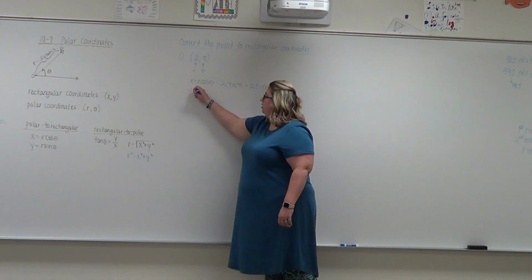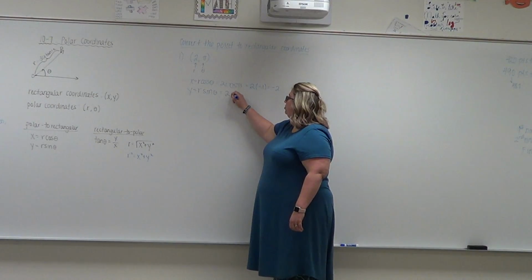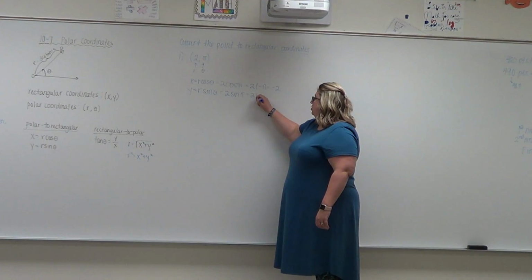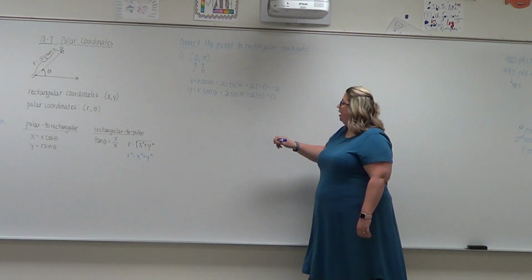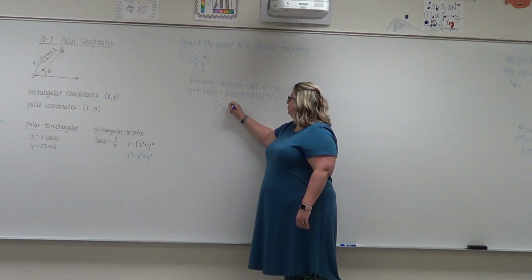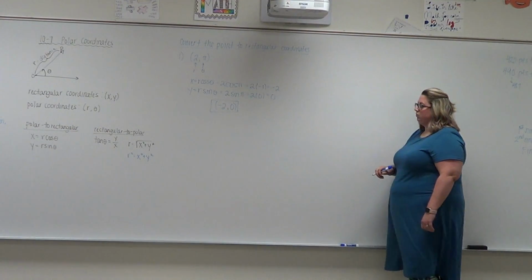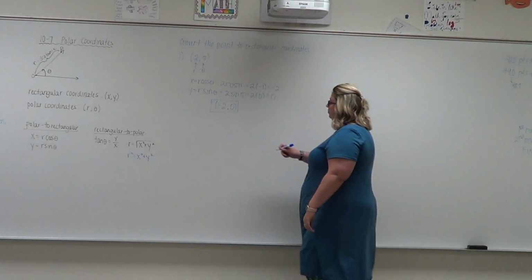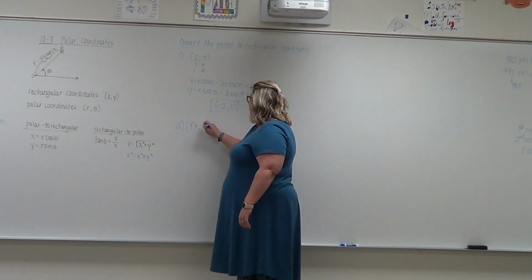Okay, then y is r sine theta. So this would be 2 sine pi. Sine of pi is 0, so this is 2 times 0, which is 0. So this is my x, this is my y. So my point is negative 2, 0. Okay, how was that? All right.